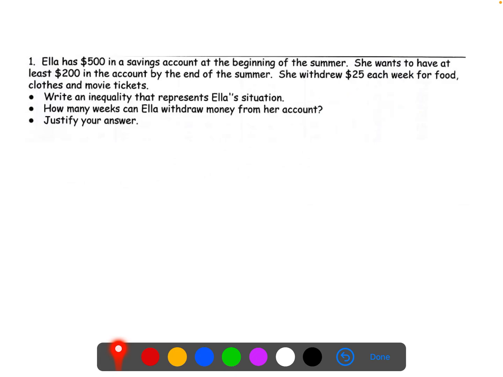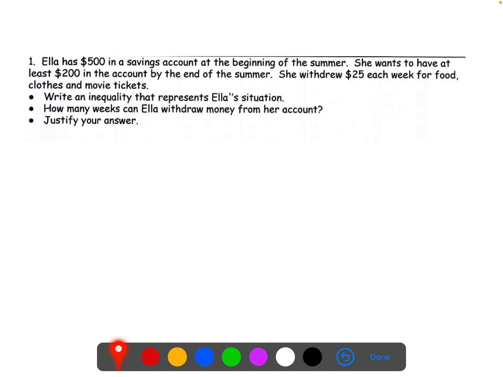The first problem says Ella has $500 in a savings account at the beginning of the summer. She wants to have at least $200 in the account by the end of the summer. She withdrew $25 each week for food, clothes, and movie tickets. Write an inequality that represents Ella's situation.